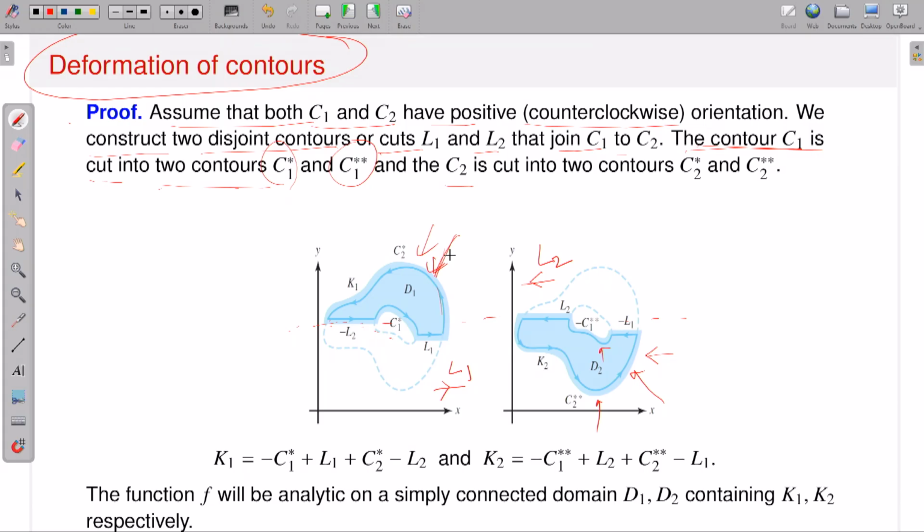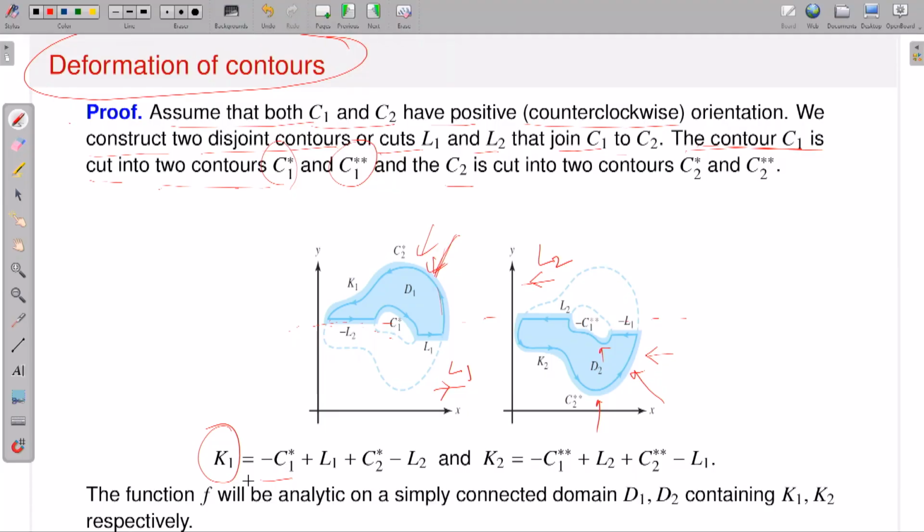That means I have to somehow give a simple closed contour and then I will conclude that, or I can say that look, this is my simple closed contour and there my contour integration is 0. Now consider this contour K1. What is K1? It says that you start with minus C1 star. What is C1? C1 has two parts: one is C1 star and another is C1 double star. Similarly, C2 will have two parts: C2 star and C2 double star.